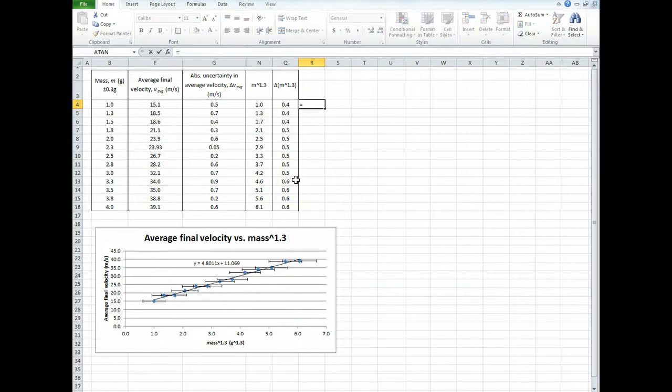I'm going to say equals, and I'm going to do 4.8011, which is the number shown here for slope. And I'm going to multiply it by the x value. I'm going to add 11.069, and I'm going to copy this down so that every single one of these x values is substituted into the equation, producing the predicted y value. And I'm going to call that predicted, and I shouldn't say y value, that's just my informal language. I'm going to say predicted v average.